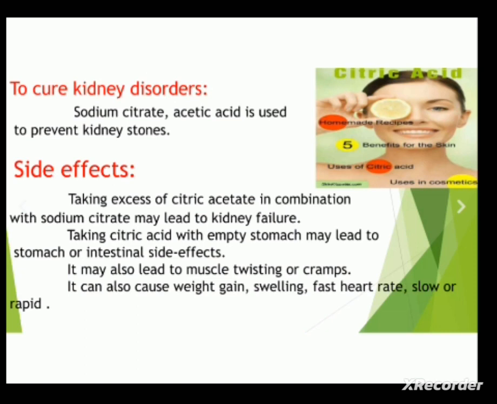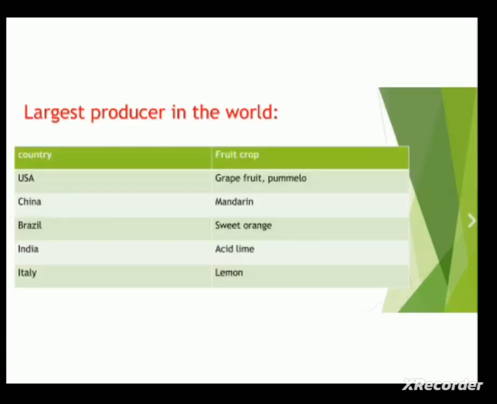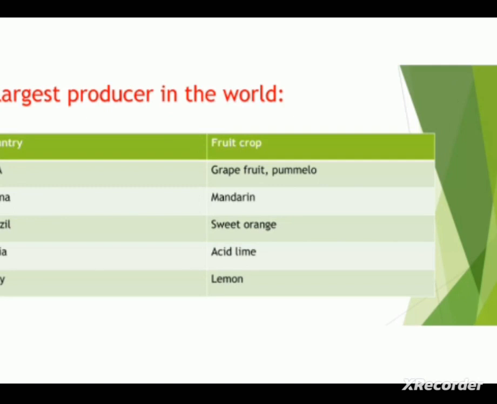It may also lead to muscle twitching or cramping if used in excess amounts. It can also cause weight gain, swelling, fast heart rate, slow or rapid breathing when it is used beyond the large dose.